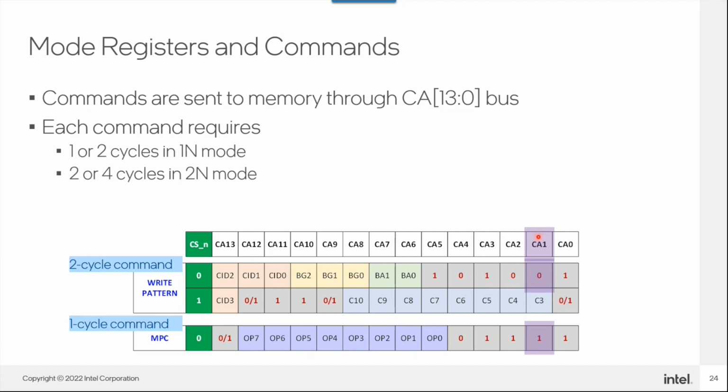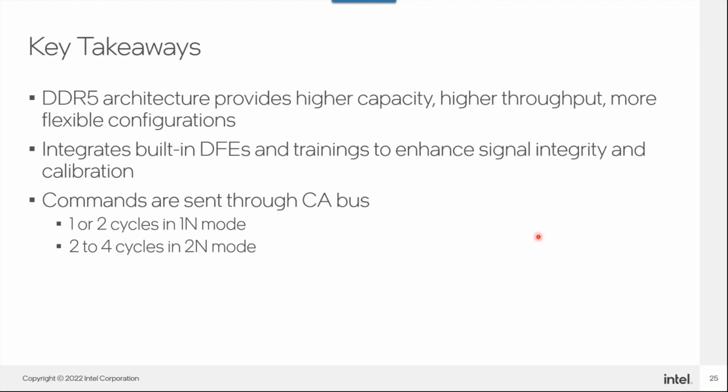Moving on to one of my final slides, which is the key takeaways. The DDR5 architecture provides higher capacity, higher throughput, and more flexible configurations. It also integrates the built-in DFE and trainings to enhance signal integrity and calibration. And commands are sent through the command and address bus, where 1 or 2 cycles is the 1N mode and 2 to 4 cycles is the 2N mode.